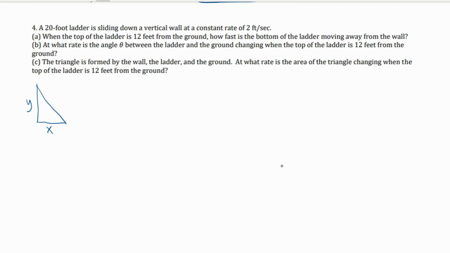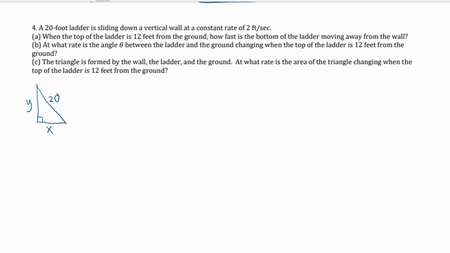It says that it's a 20-foot ladder. Now, a ladder can't change lengths. Just because it's falling doesn't mean the length of the ladder is changing. So I am allowed to label this as 20 because that is an unchanging variable here. So again, if something is changing, you have to label it with a variable. If it's not changing, you can label it with a number. It says it's sliding down at a rate of 2 feet per second.